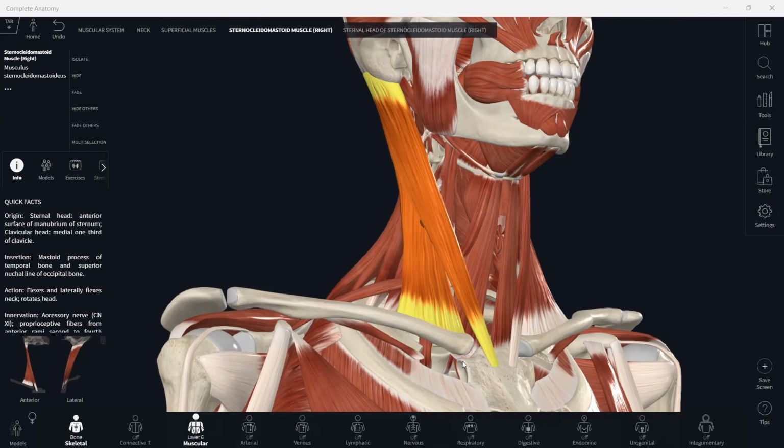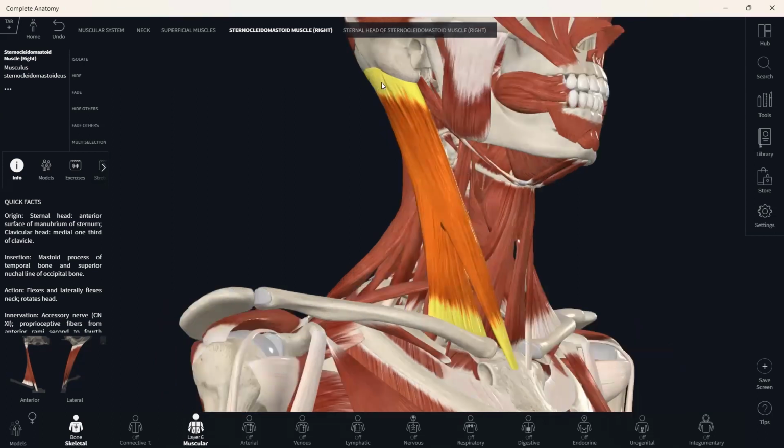The origin is going to be the more inferior attachments. So we have the manubrium of the sternum and the head of the clavicle, which gives us our sternocleido. Then we have the insertion, which is going to be up here on the mastoid process of the temporal bone, which is just behind the ear. And that is going to be our mastoid. So, sternocleidomastoid muscle.